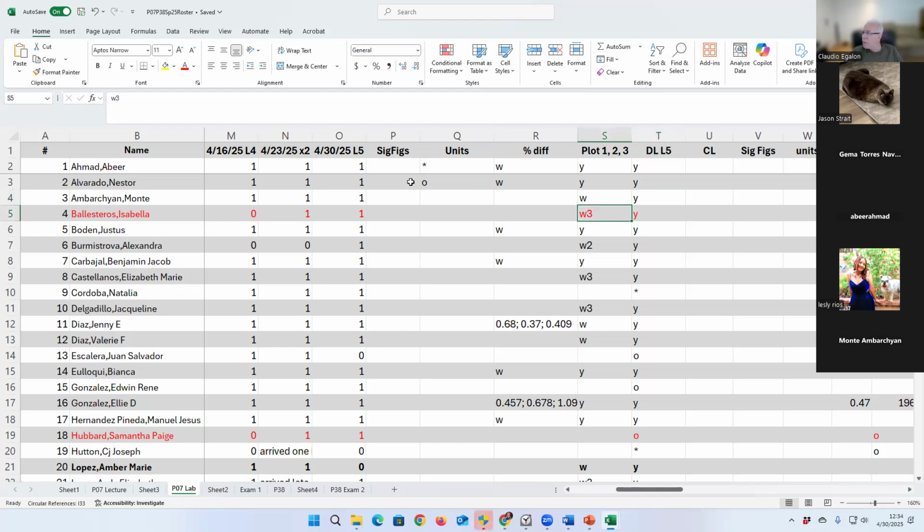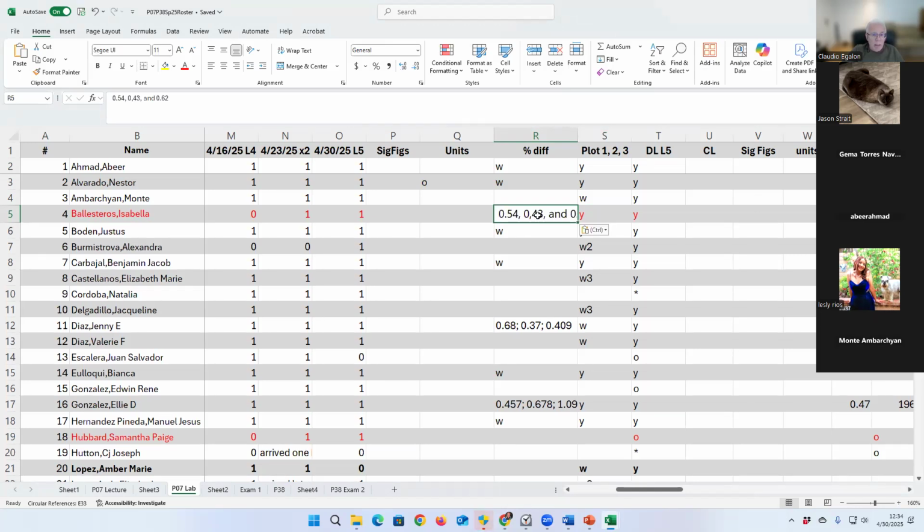Isabella, last time you were working on the third graph. Are you there, Isabella? Okay, good. So you got it. You completed all the three plots. You got 0.4, 0.43, and 0.62. Okay, so those numbers look good. And you can start working on the units.